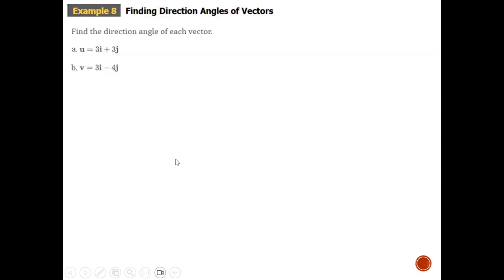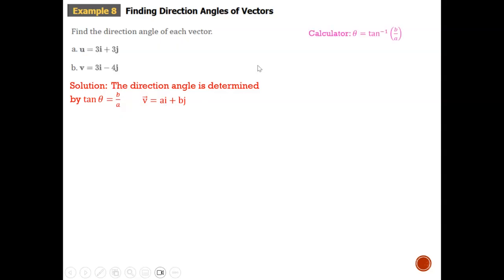Now comes finding direction angles of vectors. Here, for example 8, we have two parts. A, find the direction angle of the vector. Hey guys, the most important thing here is you have to know what quadrant the vector is in. Okay? Because the direction angle is determined by tangent of theta is equal to b over a. Right? So my b is like the y part on the coordinate plane, and the a is like my x part. Okay?